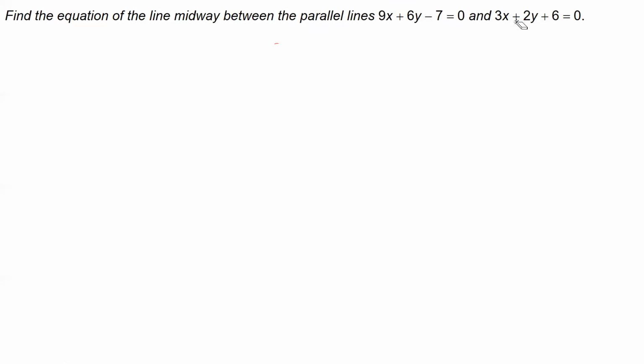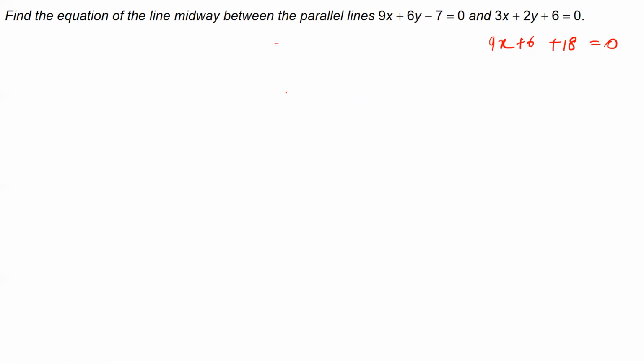What I want you to notice is that if we multiply each of these terms by 3, we get 9x plus 6y plus 18 is equal to 0. So this line is actually the same line, they are both equal, no problem. And now you notice both of these coefficients, 9x plus 6y and 9x plus 6y, turn out to be the same. So they are actually parallel, they're just hidden.